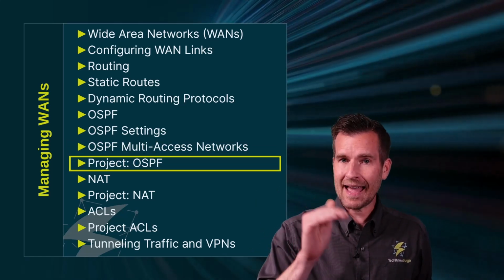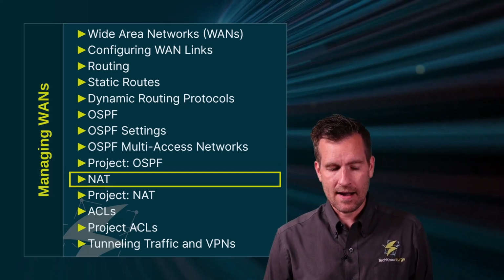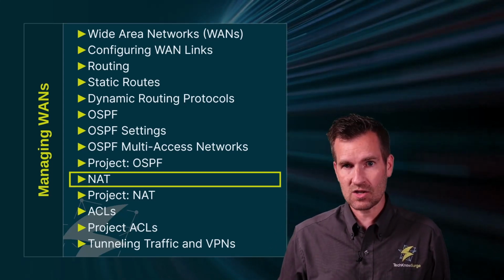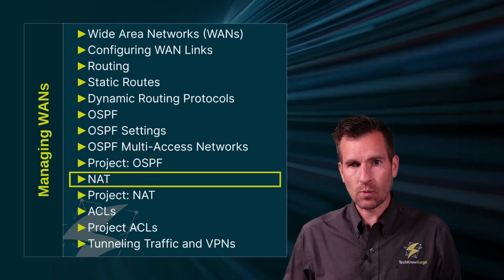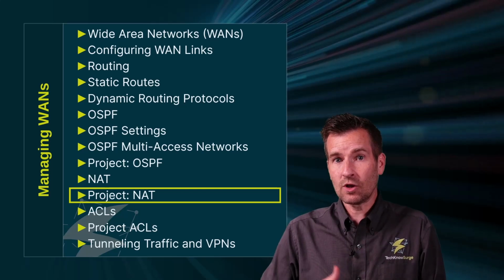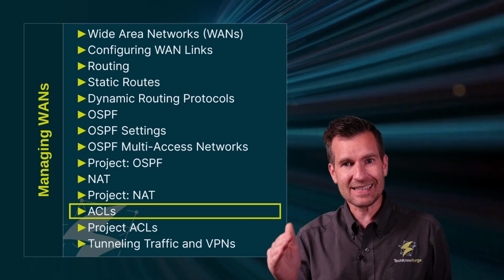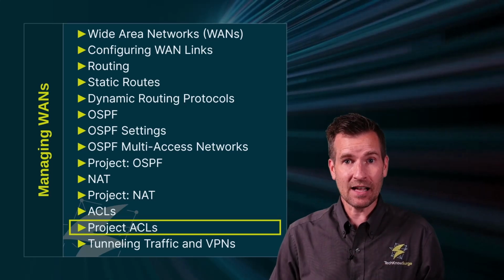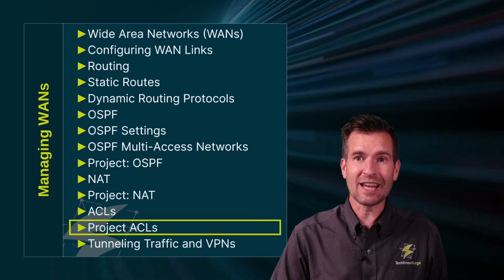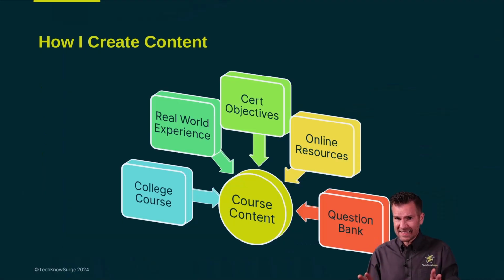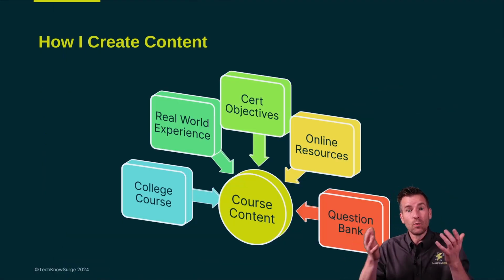Then we'll take a look at NAT, and we'll set that up in our network. NAT is network address translation, or port address translation is another variant of that. And so we're going to look at what that is and how to set it up on our network. And then we'll take a look at ACLs and how we can start protecting the perimeter of our network. Once we set up ACLs on our network, then we're going to get into tunneling traffic and VPNs and what that looks like.